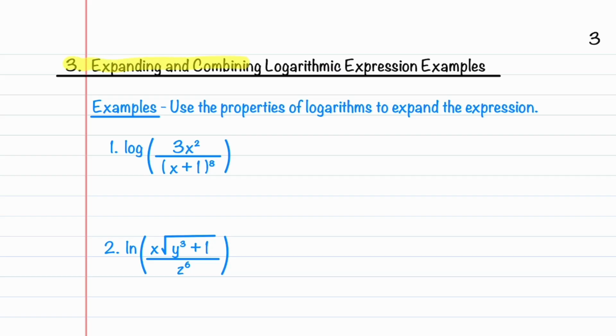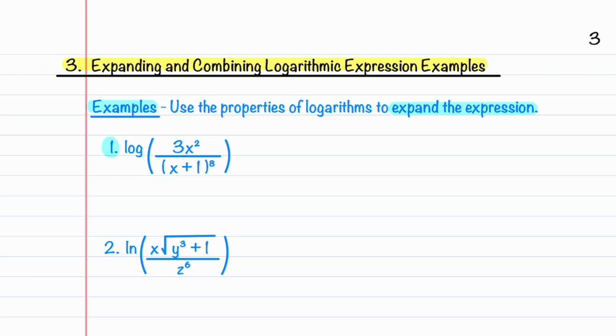Let's now look at some example problems that I think you'll see quite a bit in math courses that you might take in the future. In the first two examples, what we're going to do is use the properties of logarithms to expand the expression. Let's look at our first one.